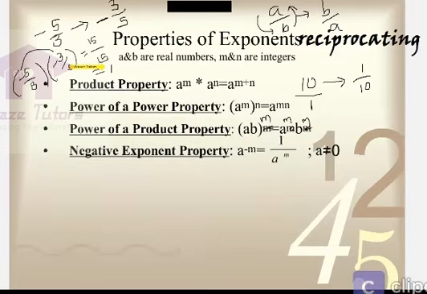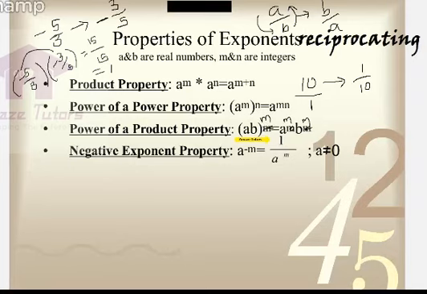Okay, let's continue with indices. So far we learnt about the product property. Whenever it is a product with the same base, add the exponents. Power of a power rule: if there is more than one power on the same single base, multiply the powers. It can even be 3 or more, it doesn't matter. Simply multiply all of them together. Power of a product means the distributive property. Negative exponent means whenever there is a negative number in place of the exponent, you need to reciprocate it to change it to positive.